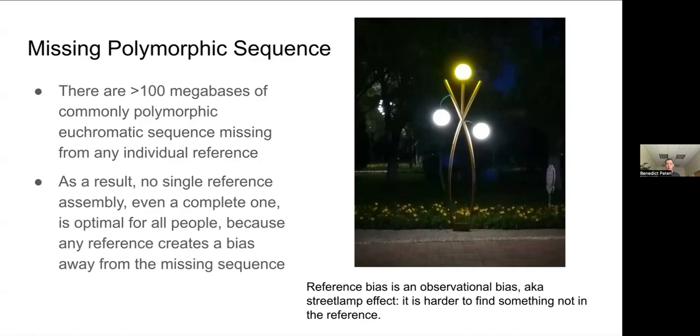And as a result, those are the really interesting sequences in some sense, because they're the stuff that actually varies considerably between individuals. And as a result, we've been missing that sequence. We've not been studying it because we've done everything through the lens of a singular reference. And it creates a kind of observational bias. I refer to it as a reference bias, like the lamppost effect, right? We've been looking at the things we can see and ignoring the things that are in the darkness around it.